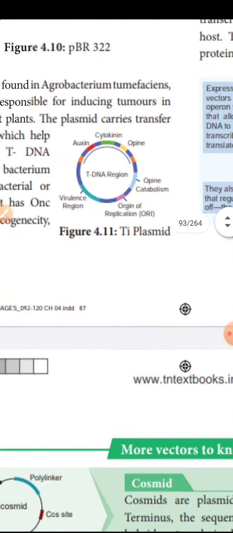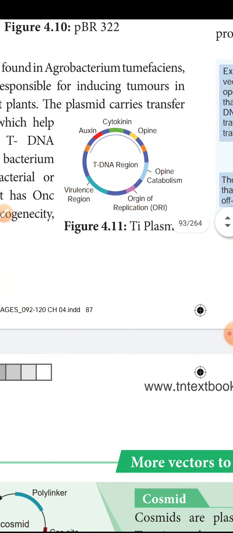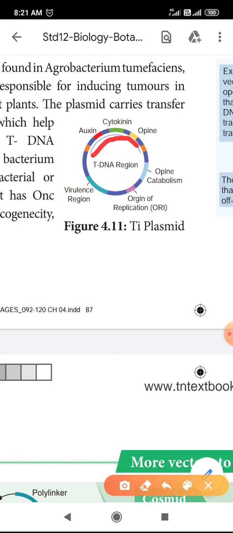This is the structure of the Ti plasmid. This region is called the T-DNA region. Only the T-DNA region breaks and is moved to the plants. This will be integrated with the plant DNA. Only this region will be moved and integrated with the plant DNA. It occurs naturally. Scientists use this as a vector to introduce our desired DNA in this region.